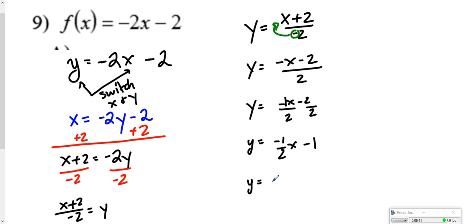Some answer keys, just to highlight, could switch the spots of these two terms. So it could read negative 1 minus 1/2 x. So an answer key could have any of these three choices as the correct answer, depending on how the answer key is written in multiple choice form.